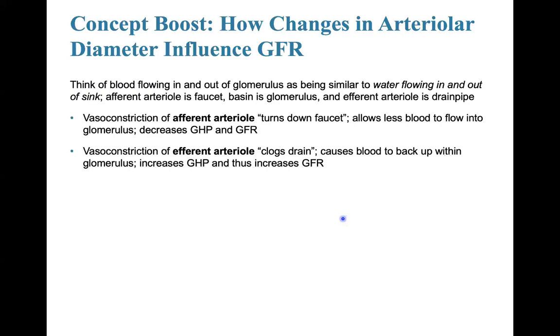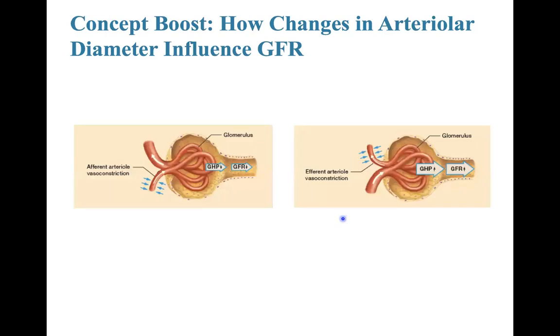So think about how arterial diameter can influence the GFR. Vasoconstriction of the afferent arteriole turns down the faucet, allows less blood flow into the glomerulus, and that will decrease your overall GFR. Vasoconstriction of the efferent arteriole clogs the drain, causing blood to back up within the glomerulus, increasing your glomerular hydrostatic pressure and increasing your GFR. So this is how you can regulate these at both ends. And that's shown here.